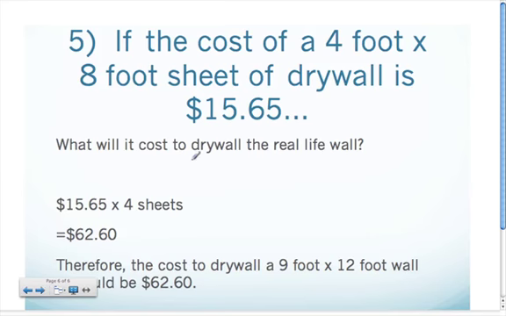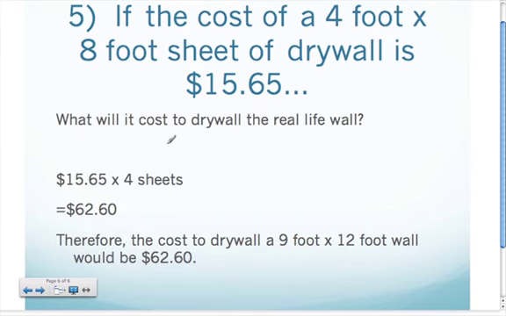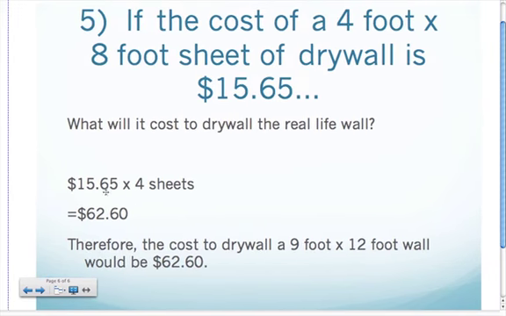Question 5, you needed to know that you had 4 sheets of drywall to determine the cost of the drywall in real life. So you took those 4 sheets and you just multiplied it by the cost. To drywall that room, it would cost $62.60 in drywall.